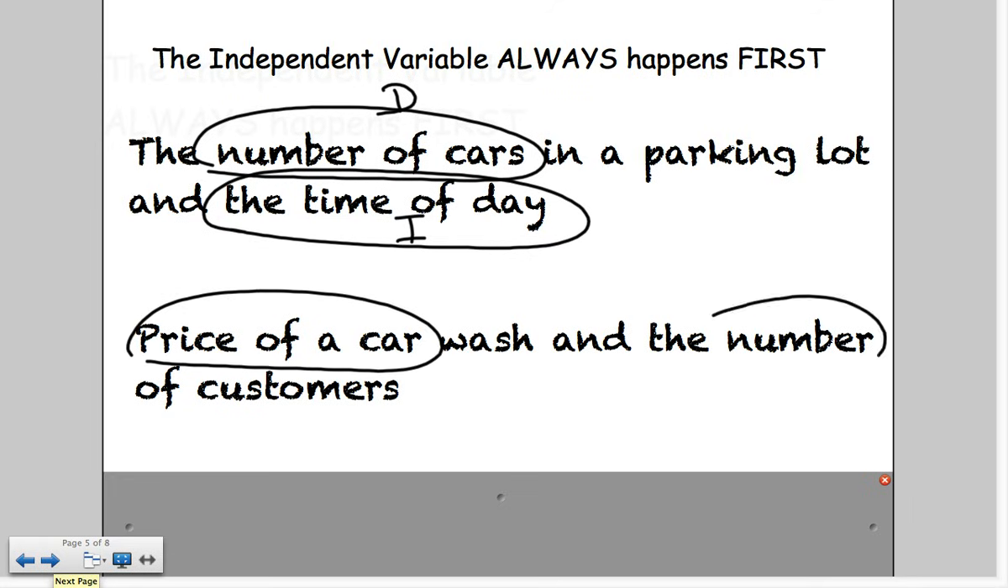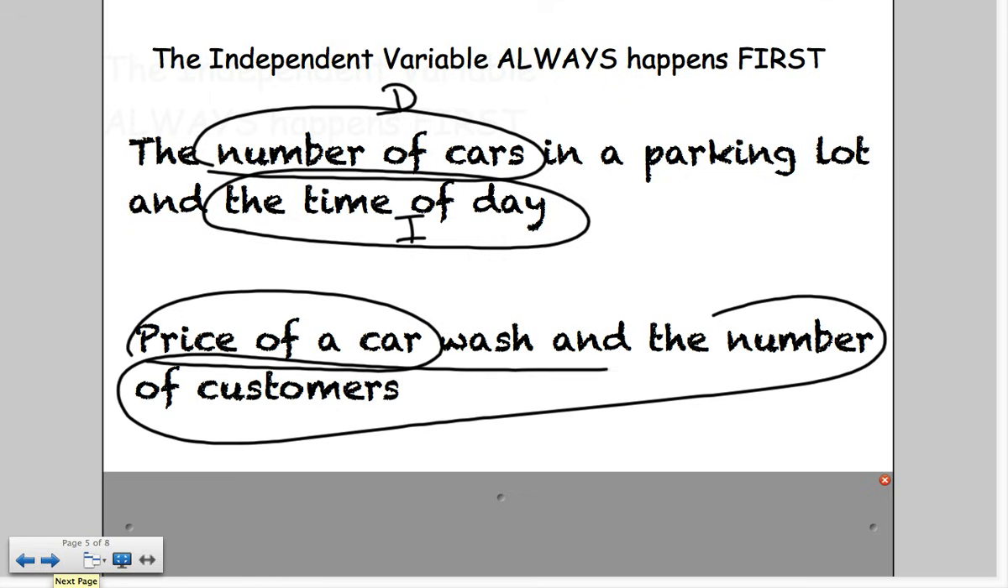Again, what do you have to have first before the other variable even matters? If you don't have a price of a car wash, if you don't have the price set, there are no customers. There's nothing that you're selling. So the price of the car wash is the independent variable, and the number of customers is the dependent variable. And this actually makes sense. The number of customers depends on the price of the car wash. If you price the car wash too high, you won't get very many customers. If you price it lower, you'll get more customers.